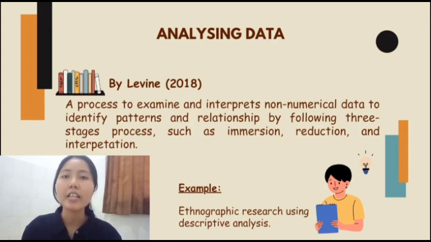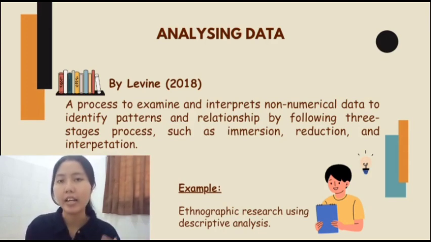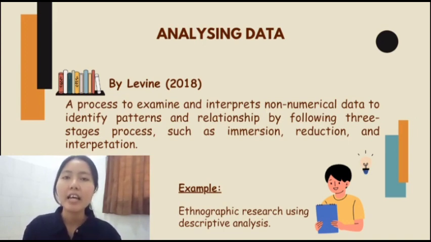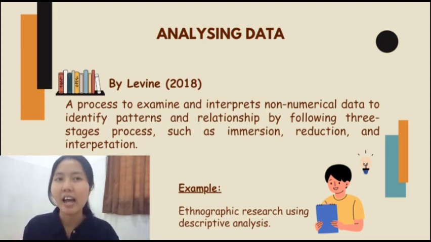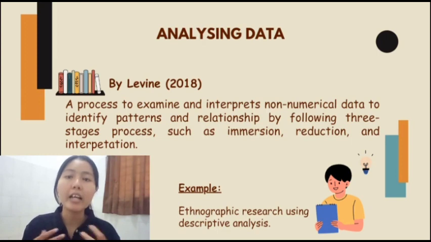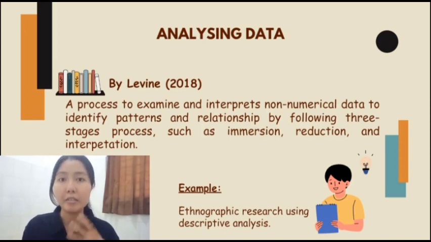The first one is the immersion stage. So here we are reading and rereading the transcripts or other sources of data to gain a deep understanding. The second one is the reduction stage. In the reduction stage, we are organizing and summarizing the data to identify the themes and patterns, aiming to provide a manageable set of categories that can be further analyzed and interpreted.